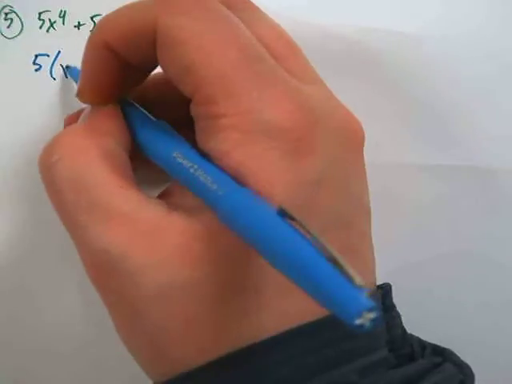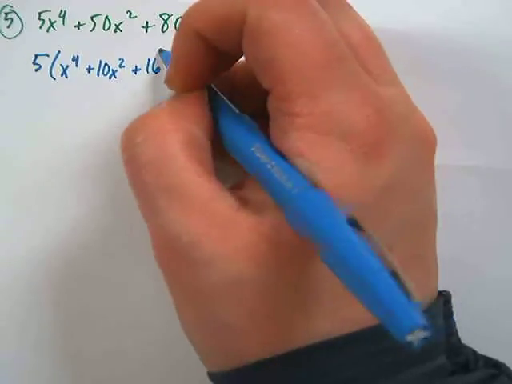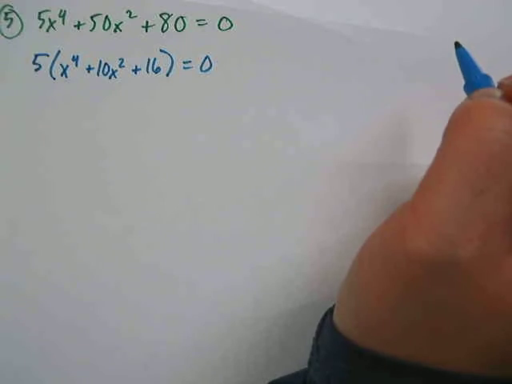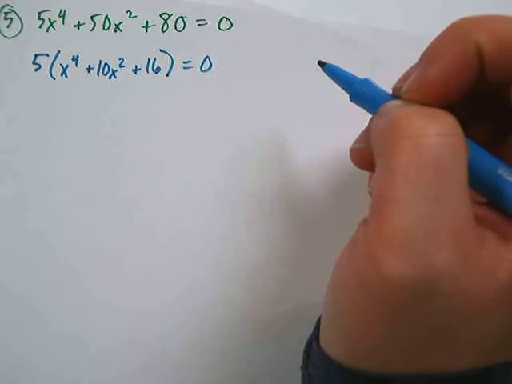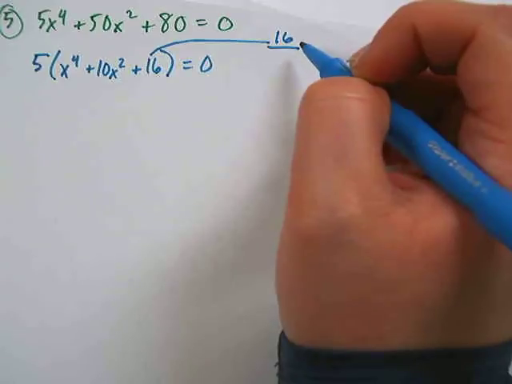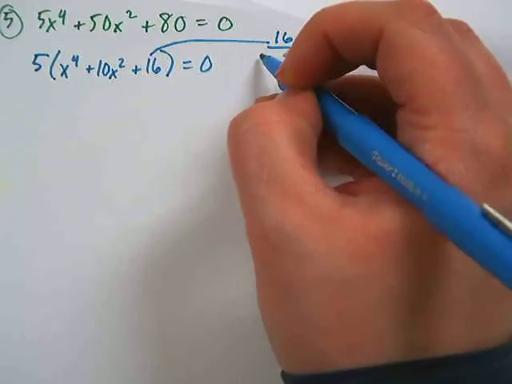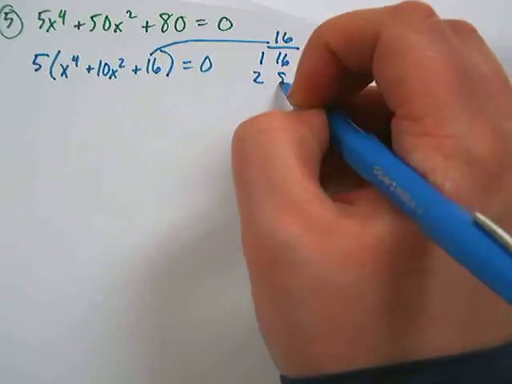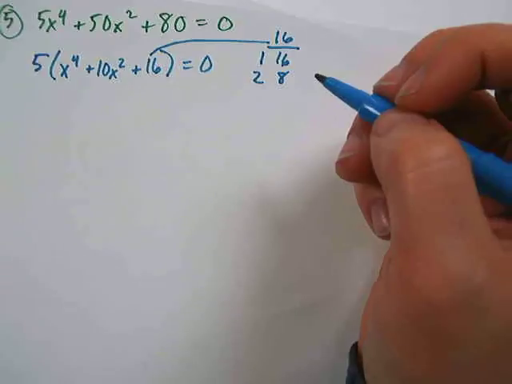So we have 5 times x to the 4th plus 10x squared plus 16 equals 0. So now we have 3 terms, and we know how to factor with 3 terms. What we do is, since our leading coefficient is 1, we can just take 16 and go, okay, what multiplies to get 16 and adds to get 10? So if we're not sure, we can start going through, okay, we have 1 and 16. Nope, that doesn't work. And then we also have 2 and 8. And we didn't have to go very far for this one. 8 plus 2 is 10.